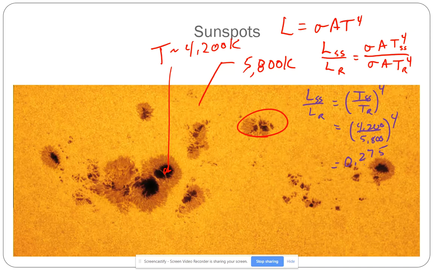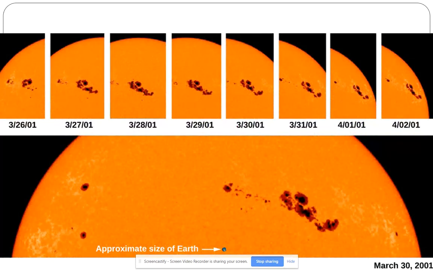It's still hot compared to anything on Earth. It's still giving off lots of light. Well, I say compared to anything you're used to dealing with. Still giving off lots of light, just not nearly as much as the rest of the sun. These things move. We can observe them on the surface of the sun. And so here is a sequence of pictures going from March 25 to April 2, and you see them going across the sun. What would that indicate?